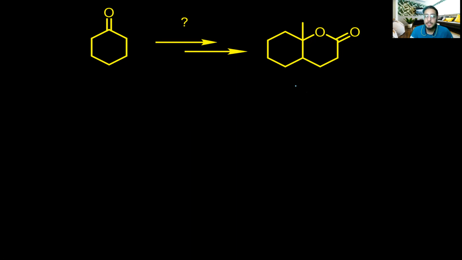So we will synthesize our target molecule, this molecule, from cyclohexanone today. As we see in our target molecule, we find that our cyclohexanone starting material is present here. And to this cyclohexanone, we have attached this part and a CH3 group. So we have to think about how we add a CH3 and this particular part to our cyclohexanone.